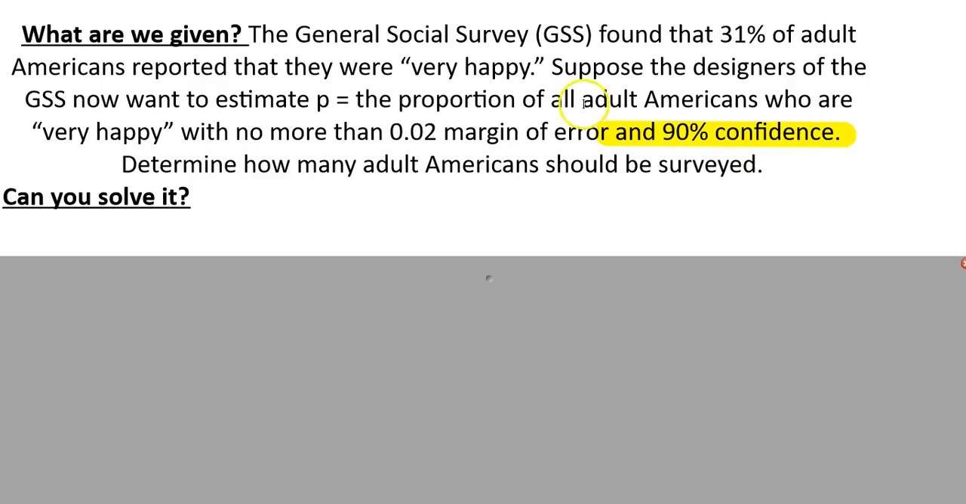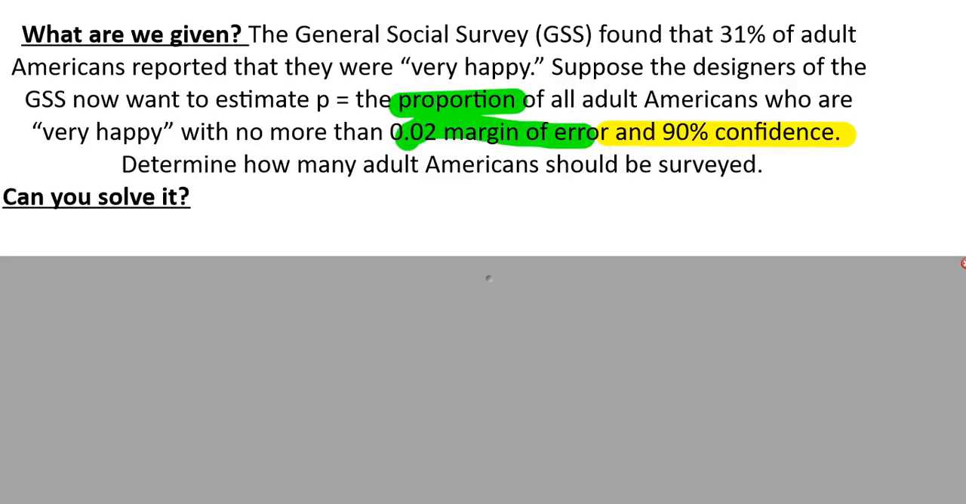So the first question, can you please add the 90% confidence? I forgot to add that to the question, so please just add that. This is saying the General Social Survey found that 31% of adult Americans reported they were very happy. Suppose designers of this study now want to estimate the proportion of all Americans who are very happy with no more than 2% margin of error, or 0.02, and 90% confidence. What I want you to realize here is that we are looking at proportions, and we have the margin of error and the 90% confidence.